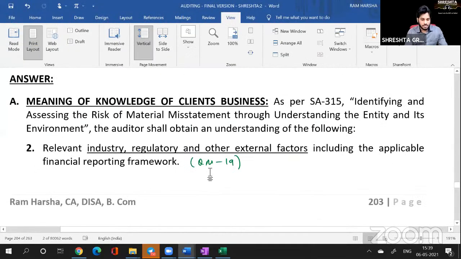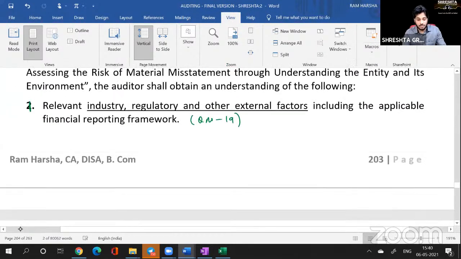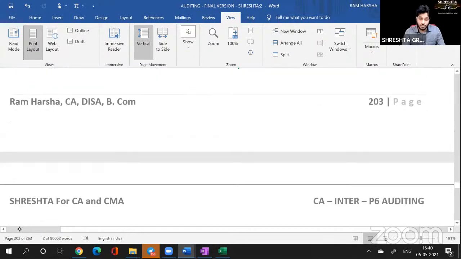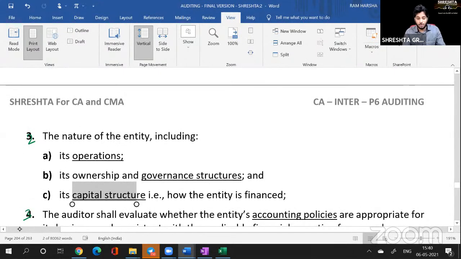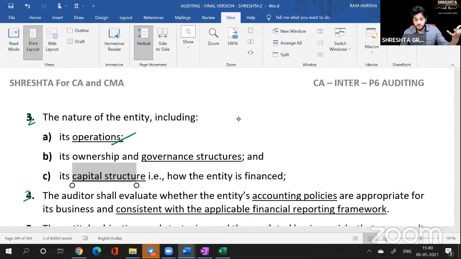This is the first point, just renumber it. Second point, I'm talking about the knowledge of client business question. Inside it, the first point you need to understand is relevant industry, regulatory, all that, for which you look at question number 19. Then you need to look at what the operations are, which business, ownership, who the owners are, governance structure, capital structure. To understand this in more detail, you have question number 20.